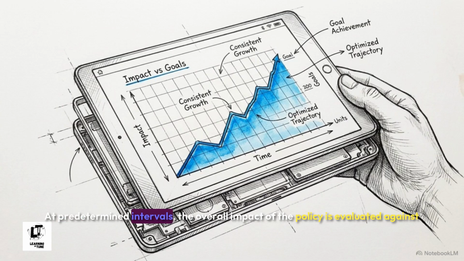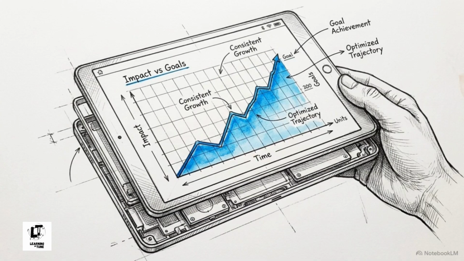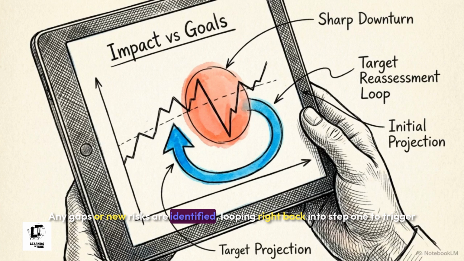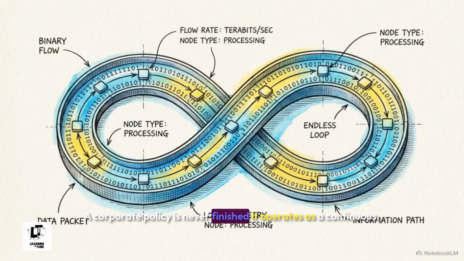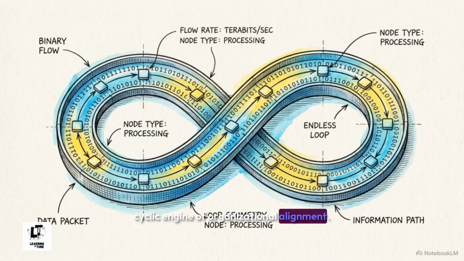At predetermined intervals, the overall impact of the policy is evaluated against its original goals. Any gaps or new risks are identified, looping right back into Step 1 to trigger a new cycle of updates. A corporate policy is never finished. It operates as a continuous, cyclic engine of organizational alignment.